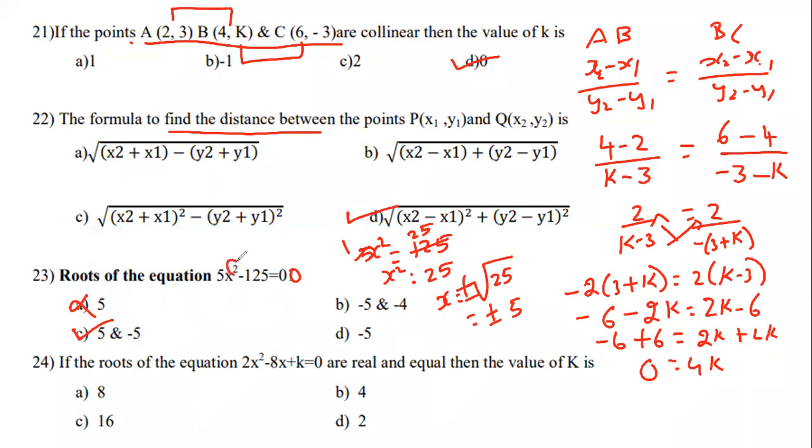Here 2 is the highest degree. Degree is 2, so you will get two solutions. One is plus 5 and another one is minus 5.